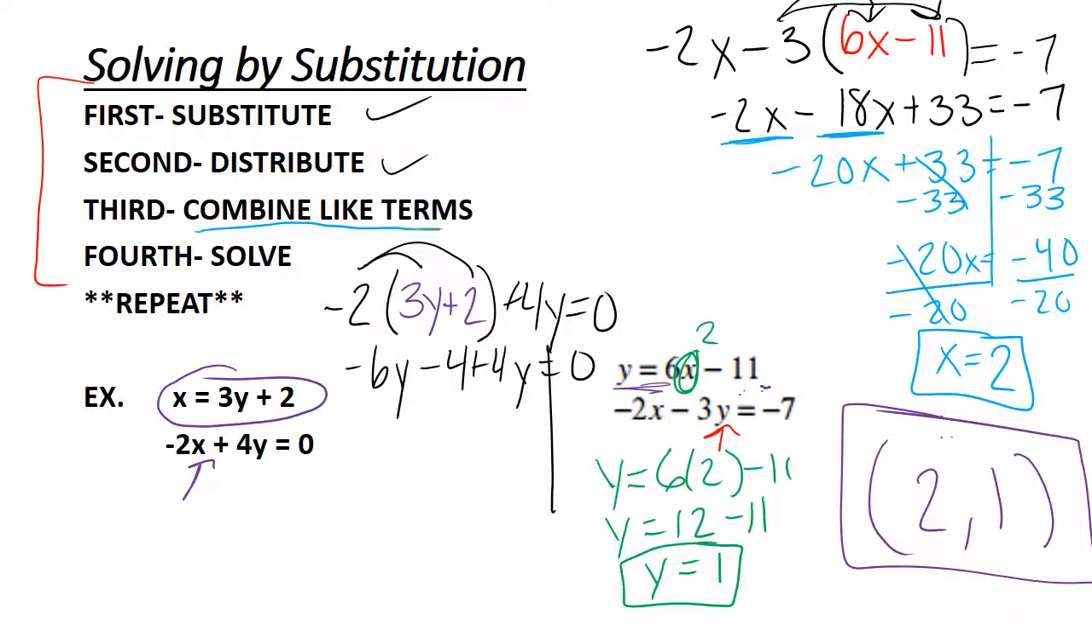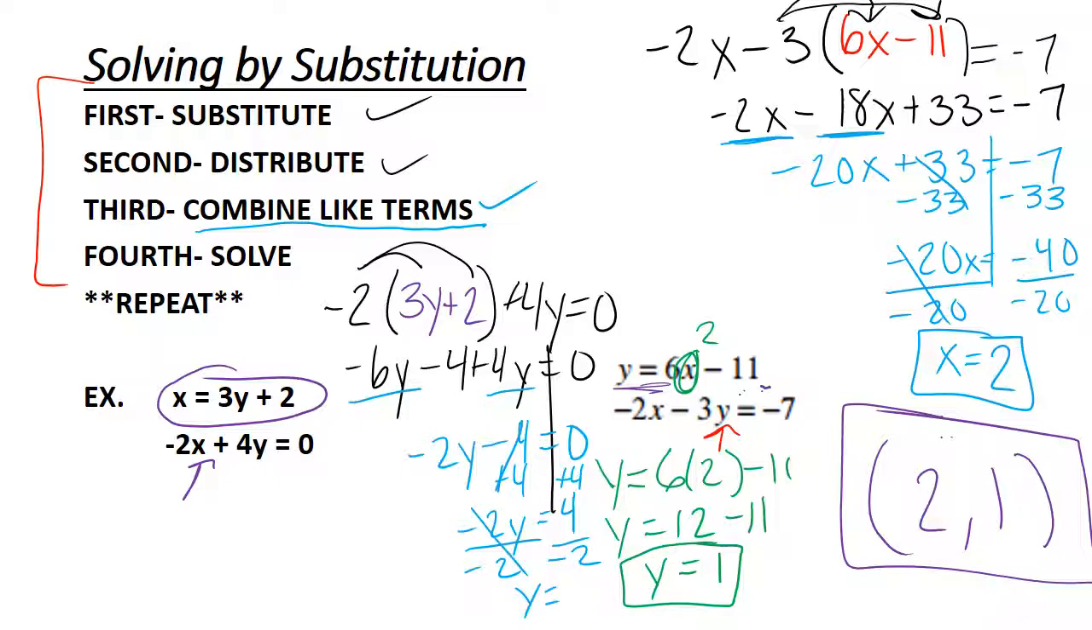Okay, combine like terms. That's step 3. In this case, it's negative 6y and 4y. So that's going to be negative 2y. Can't forget about this negative 4 equals 0. Add 4, add 4. Negative 2y equals 4. Divide by negative 2, divide by negative 2. y equals negative 2.